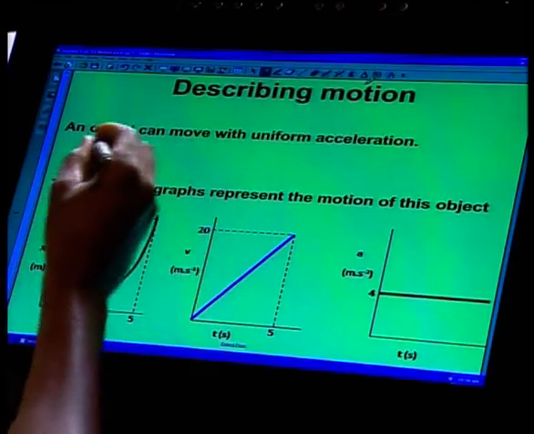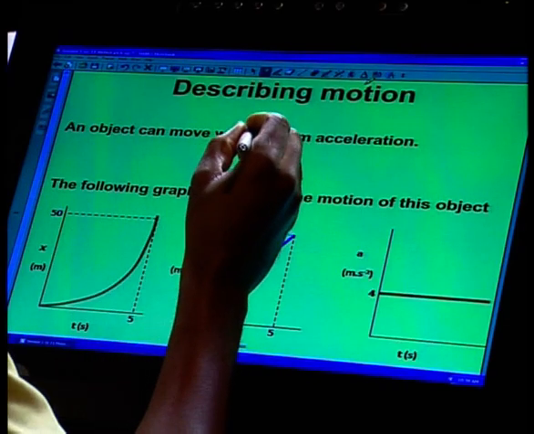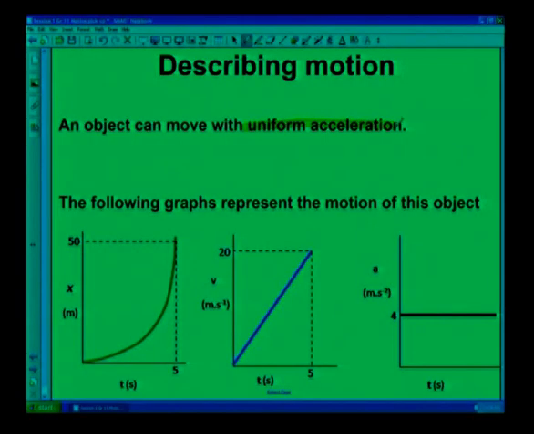We also need to know that an object can also move with uniform acceleration. And like I explained earlier on, what we mean by uniform acceleration is that we've got constant acceleration. In other words, acceleration here is not changing. Okay, so it stays the same throughout the motion.